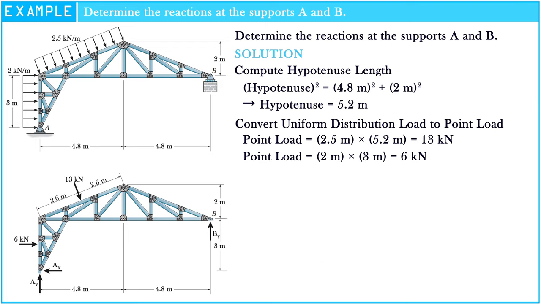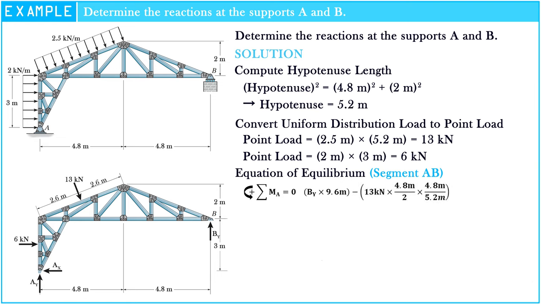Finally, let's apply it directly by writing the moment equation of equilibrium about point A. The sum of moments at point A is equal to zero. So, By multiplied by 9.6 meters, minus 13 kilonewtons multiplied by 4.8 meters over 2, multiplied by 4.8 meters over 5.2 meters, minus 13 kilonewtons multiplied by 3 meters plus 2 meters over 2, multiplied by 2 meters over 5.2 meters, minus 6 kilonewtons multiplied by 3 meters over 2 is equal to 0. Hence, By is equal to 6.02 kilonewtons.